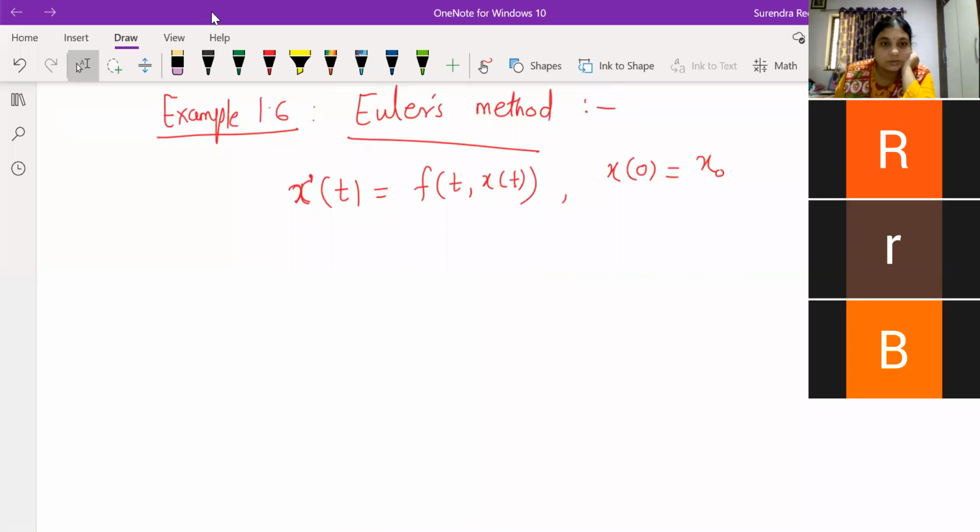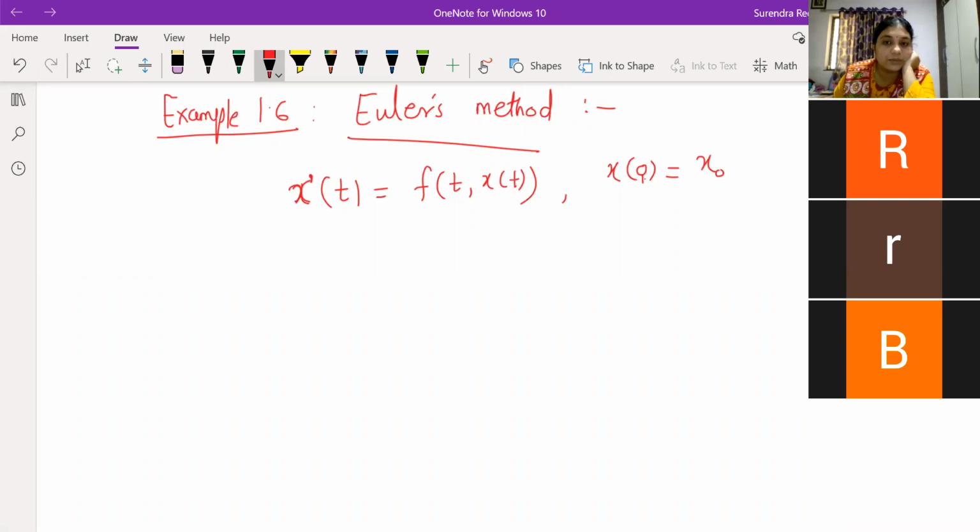A differential equation in which the initial conditions are given. Yes, initial condition is given. What is meant by initial condition? The value of the function is prescribed at only one point, like here 0, the initial point. Usually we consider 0 as our initial point. We can have 1 also, 2 also, we can start from 1, 2, 3, but usually when we give the initial condition, we consider starting point at 0.